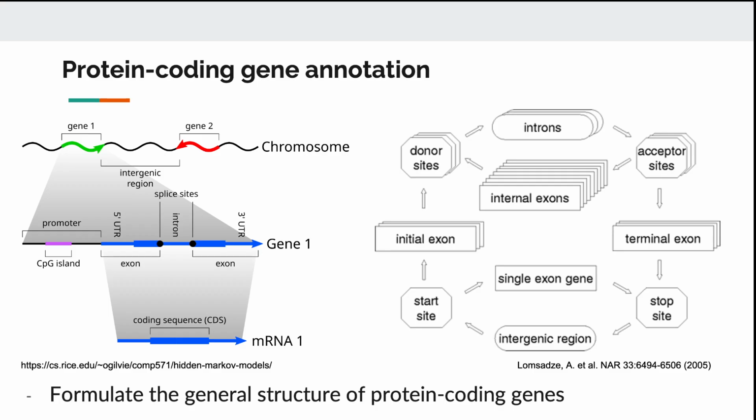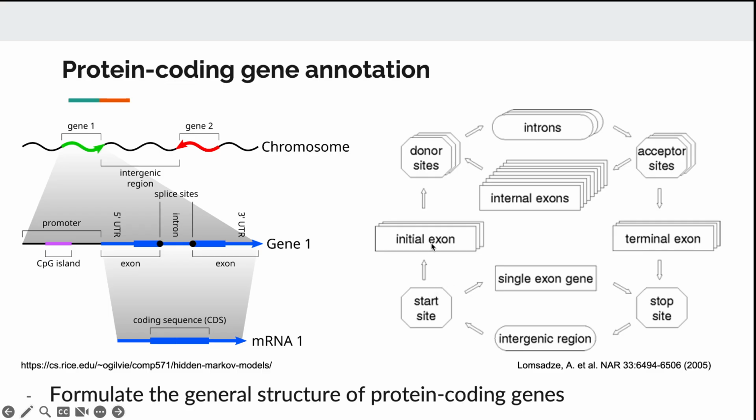Okay, so what can we do to annotate protein coding gene? We need to think about the general structure for the protein coding gene. What does it look like on the genome? Let's say we encounter a start site, like AUG. If it's a single exon gene, like very short gene, then we found the stop, and then we encounter intergenic region, and then we repeat to find the next start site, and then the next exon, and then the next stop, and then intergenic region.